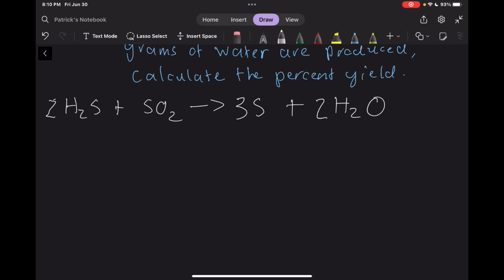We turn the grams of reactants into moles of reactants using the molar masses. The molar mass of H2S is 34 grams per mole, and that of SO2 is 64 grams per mole.